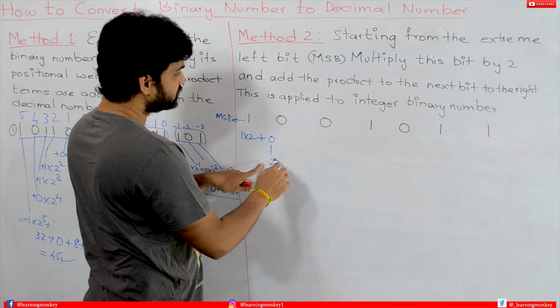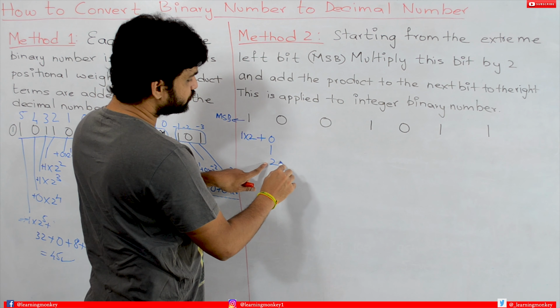Next, we have to repeat that. 2 into 2 plus 0. So the value that we obtained will get multiplied with 2, and that will get added to its next right bit. So what is the value of this? It is 2 into 2, 4 plus 0 is 4.